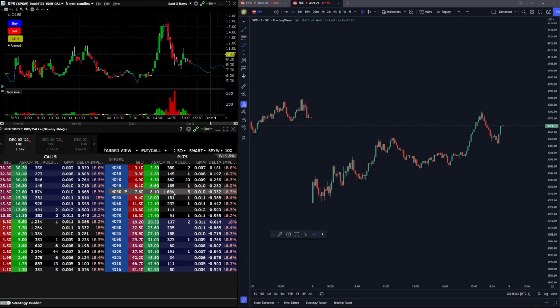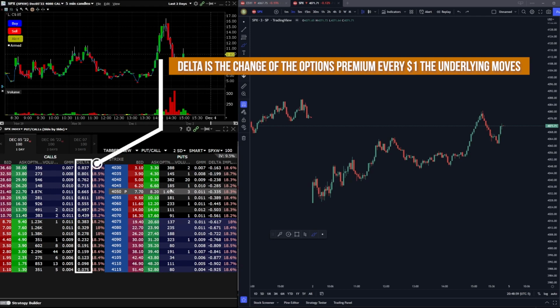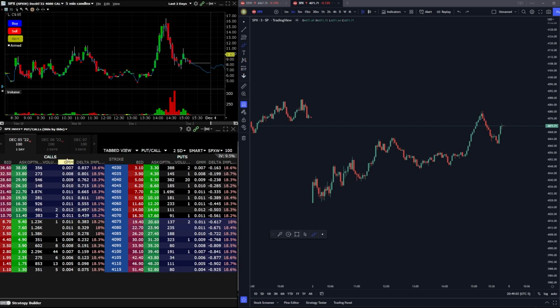Okay, so delta. What is delta? Delta is simply the rate of change in the options premium. The premium being the price that you pay within the contract. So in my case, for example, I like to trade the S&P 500 index or SPY ETF. We'll look at SPX here with a live option chain.